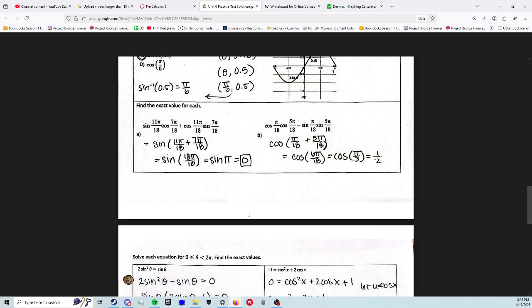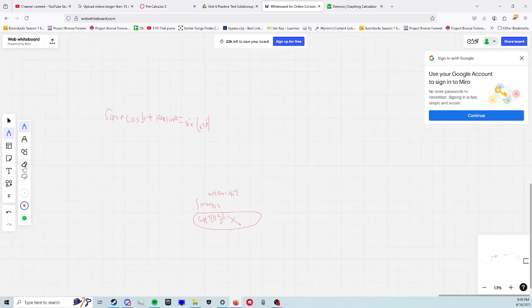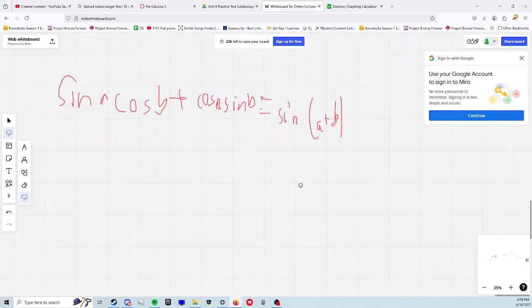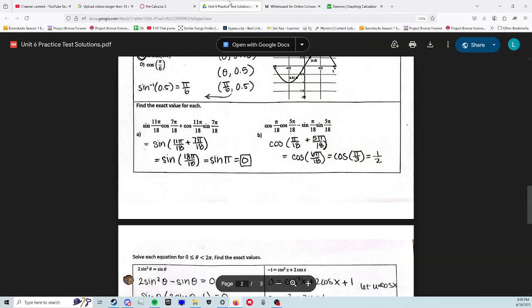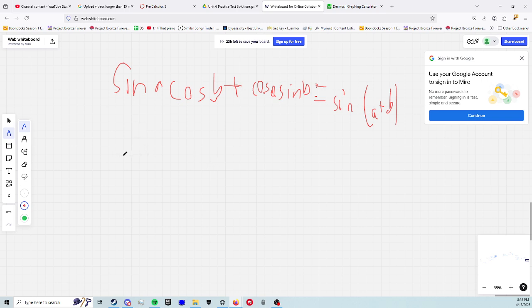Okay, last question for this page. Find the exact value for each. Oh, this is super easy. Okay, so this is our, I'm sorry if it's super messy. But basically what we have, A in this equation, do I really have to write this out?